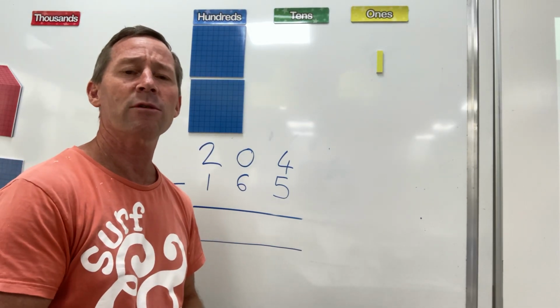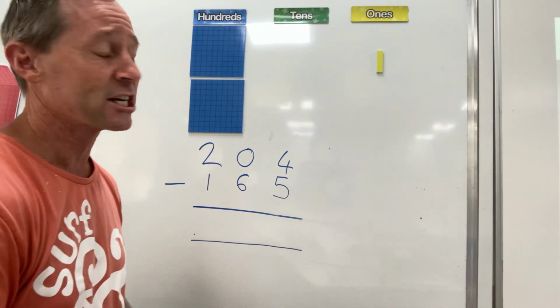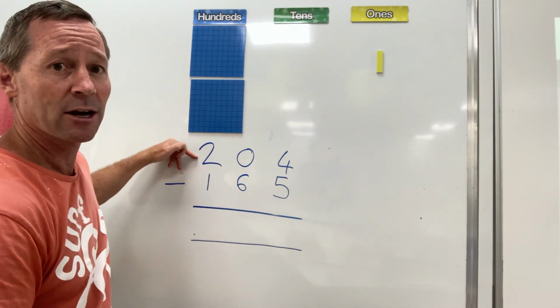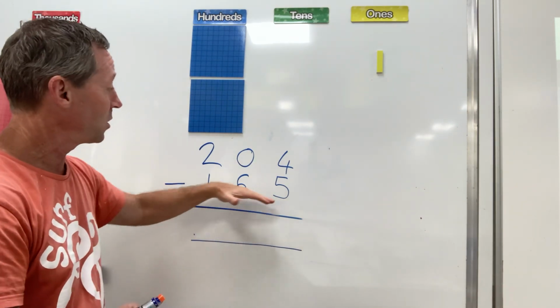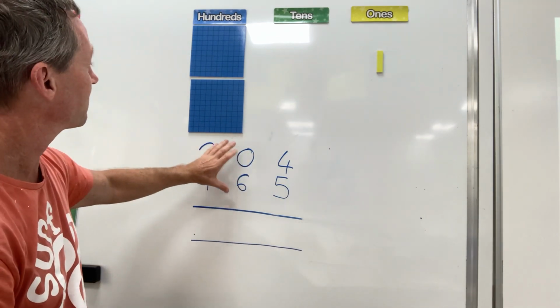Hello there, we're looking at regrouping, or some people would say exchange, when it comes to subtraction. So here I have the number 204 and I'm going to be minusing or subtracting or taking away 165. So here it's in my digits.